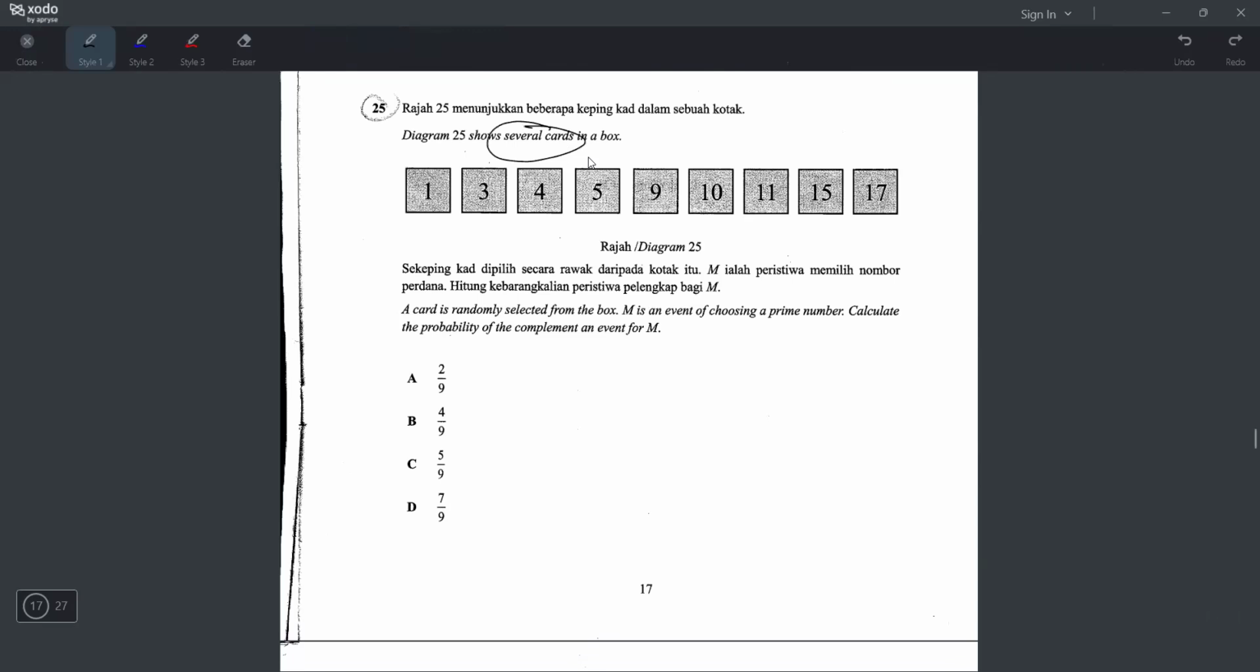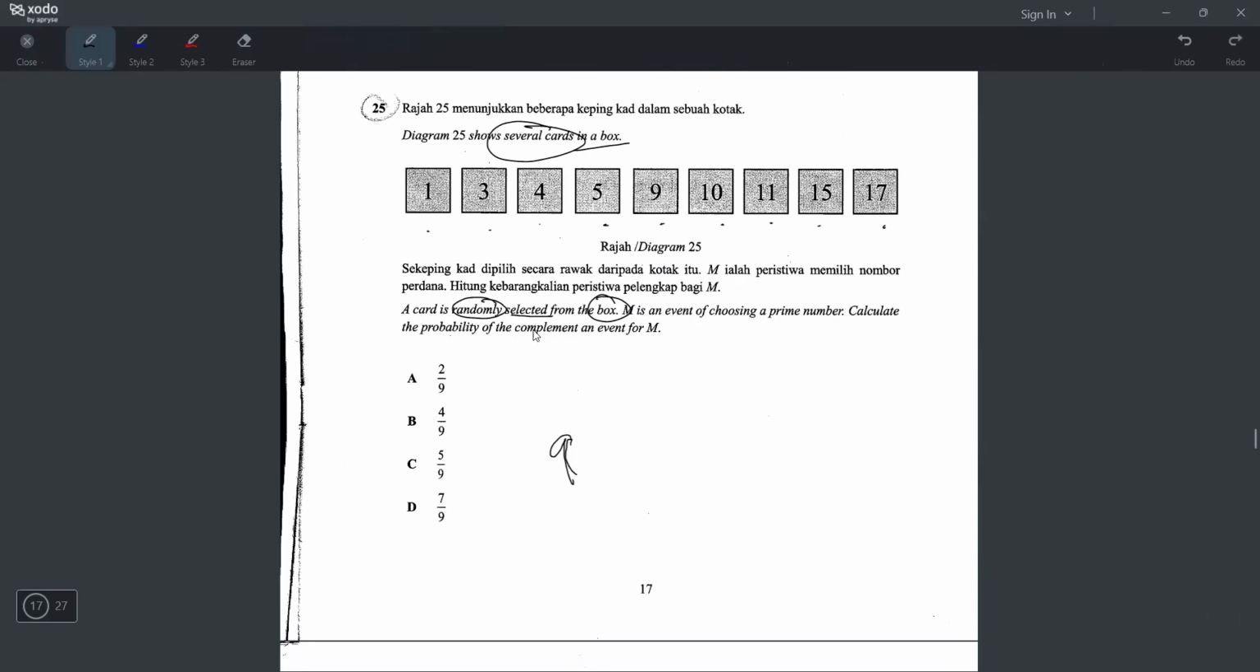Okay, 25. Diagram 25 shows several cards in a box. So how many cards are there? 1, 2, 3, 4, 5, 6, 7, 8, 9. So there are 9 cards. And then it says a card is randomly selected from the box. So we select one card. M is an event of choosing a prime number.